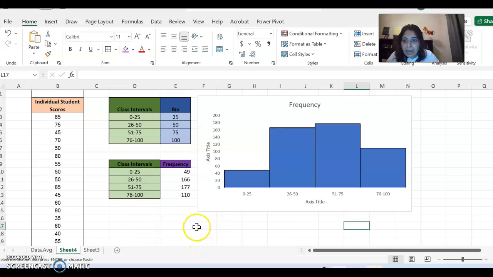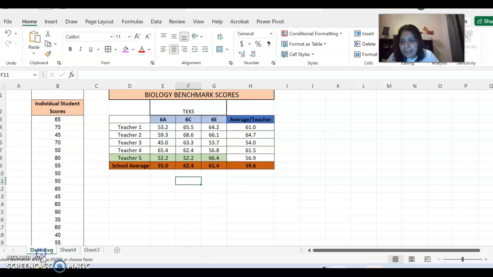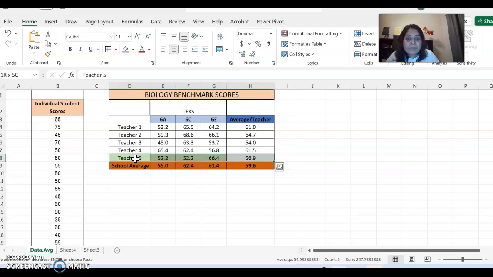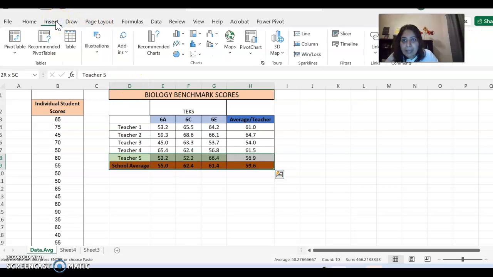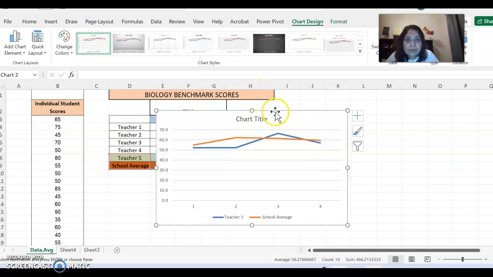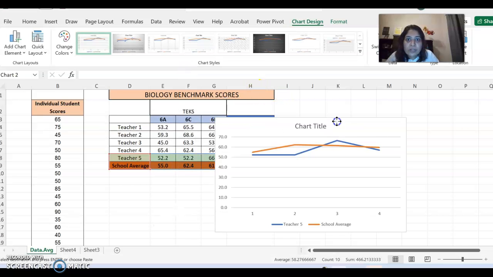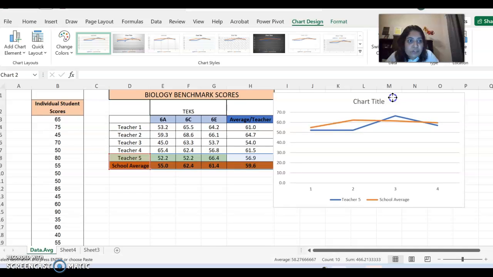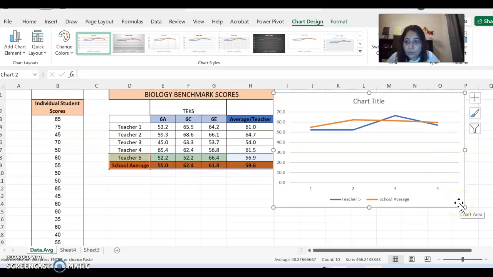And the last thing I would like to show you is a comparison. You see this row, teacher 5 shaded in green. I want to show you a comparison between the average school performance and this teacher, because teacher 5 was a long-term substitute teacher, and I want to show how different or similar the performance of her students was with the rest of the school.